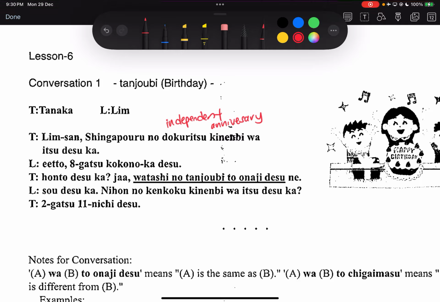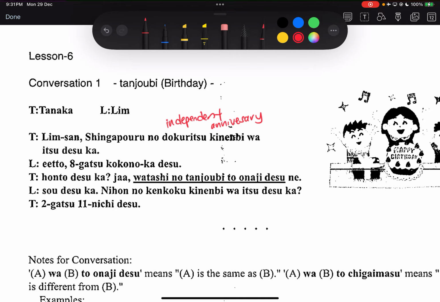Right? So Singapore National Day はいつですか? When is it? Lim says 8月9日です. Right? 9日 is the 9th. So 9 August. Then Tanaka says 本当ですか? Oh, really? Remember 本当に is really, right? Remember just now we had 本当に in the previous conversation? 本当に is really. So 本当 will be really. So instead of saying really, it's like really ですか? Right? 本当ですか? 真的吗?